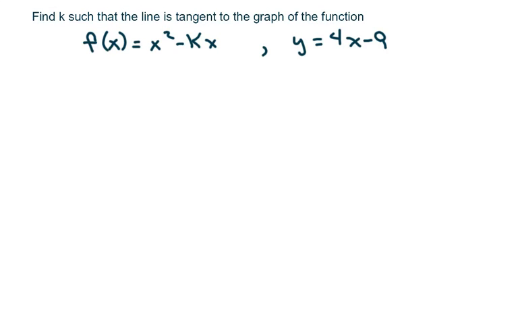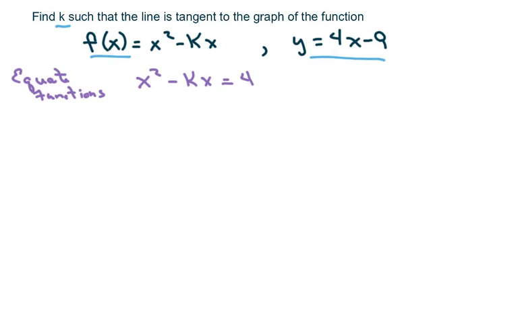Hi everyone, we're going to find k such that this line is tangent to the graph of this function here. The first step we're going to do is equate the functions. That would give us x squared minus kx equals 4x minus 9.